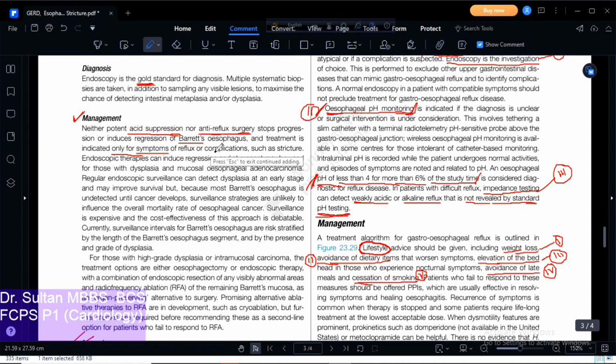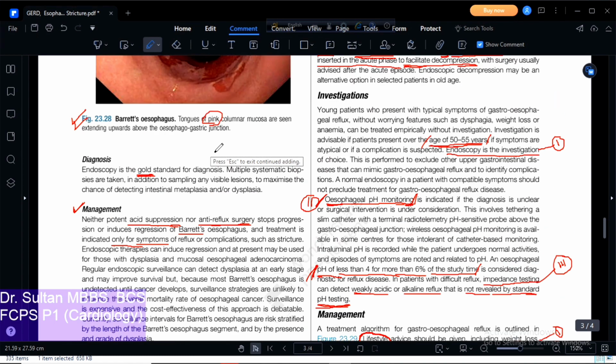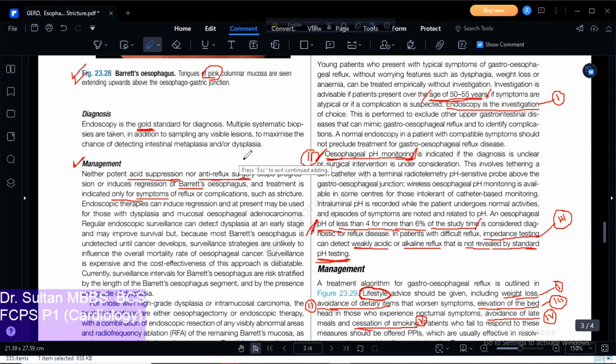Regarding the management of Barrett esophagus, there is an important note: acid suppression or anti-reflux surgery doesn't stop the progression of Barrett esophagus. These treatments are done in case of Barrett esophagus only for the relief of symptoms.